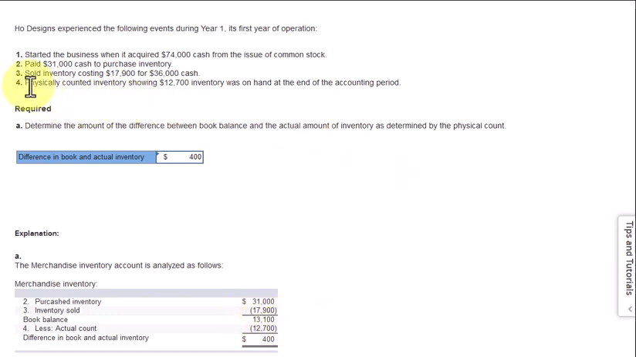However, when we go to the warehouse and we actually count the inventory, there's only $12,700 left. So the difference between the book balance of $13,100 and the actual count of $12,700 is $400. So basically $400 has disappeared or been unaccounted for. And you'll learn later on in your studies how to make an adjusting entry to report that difference. But for right now, we're just computing the difference. So it's a $400 difference in book and actual inventory.